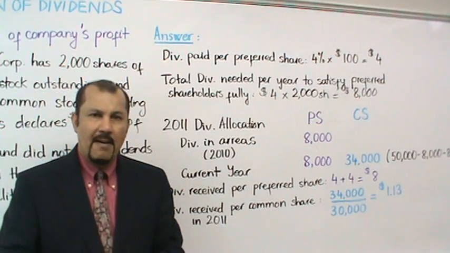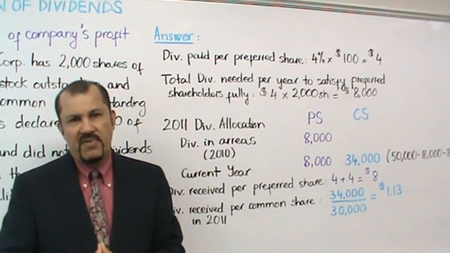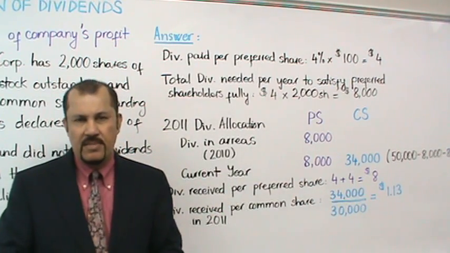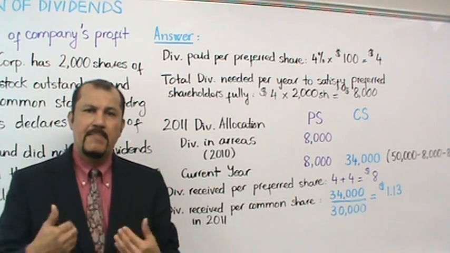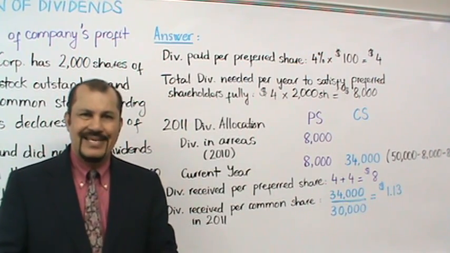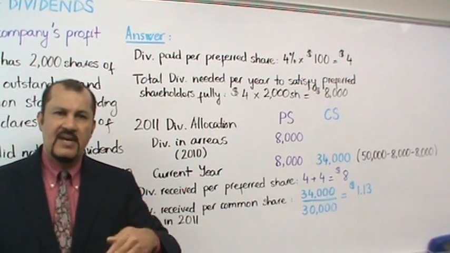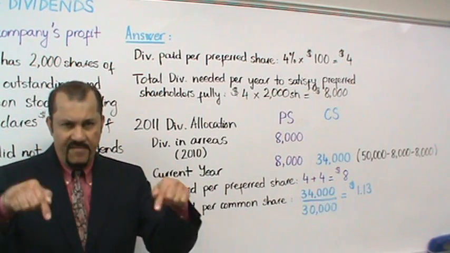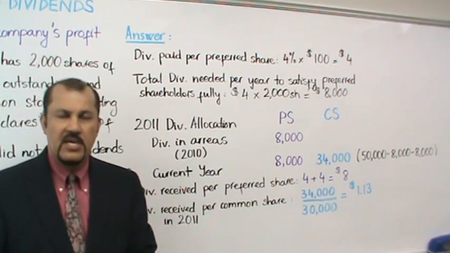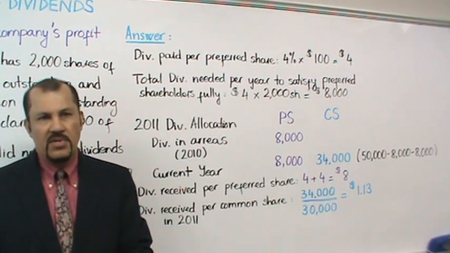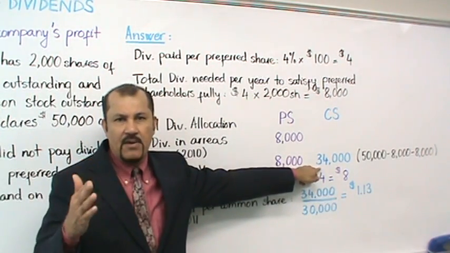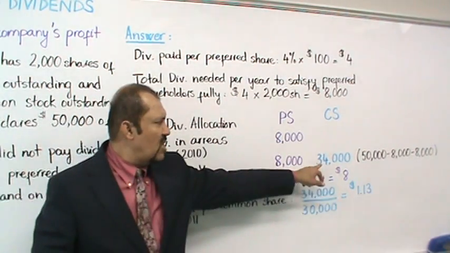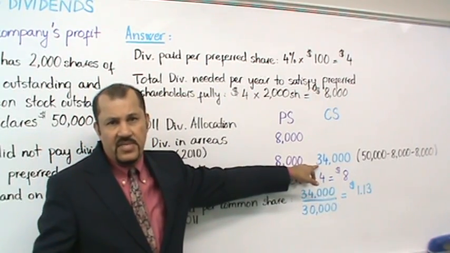So at this point, how much money has the company paid its preferred shareholders of that $50,000 set aside? 8 plus 8, $16,000. So again, of the $50,000, the company has given its preferred shareholders $16,000. $8,000 to satisfy them for the 2010 dividends that were not paid, and $8,000 to satisfy them for the current year 2011 dividends. So then what's remaining for the common shareholders? What's remaining is $50,000 minus the $16,000 that we paid the preferred shareholders. So the common shareholders get the remaining $34,000.